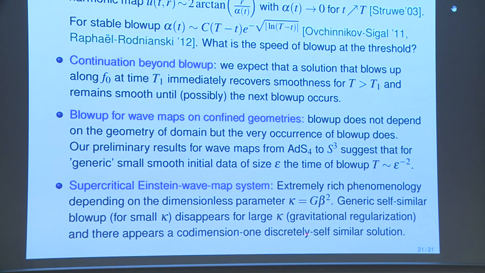For this system, everything is numerics, except for the existence of self-similar solutions. Numerical simulations indicate that if this parameter is small enough, in particular when it is zero, there is no gravity, we have self-similar blow-up, very similar to what I described. But this blow-up disappears when the parameter is large enough. This is an example of gravitational desingularization. So for cosmic censorship to start working, the parameter must be large enough.